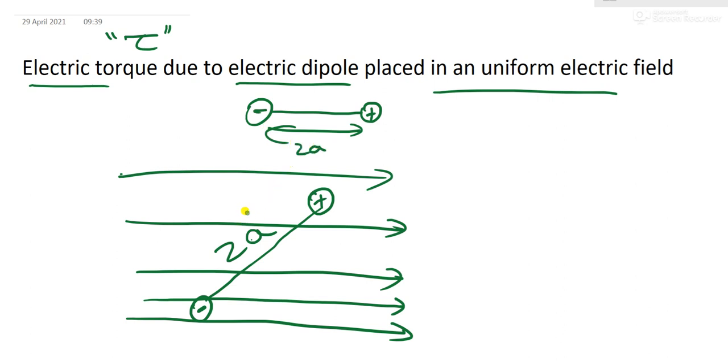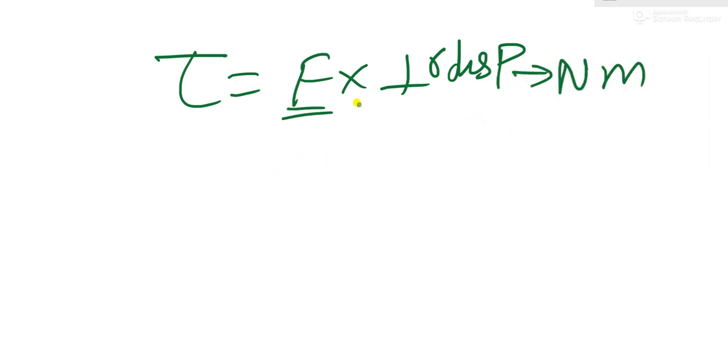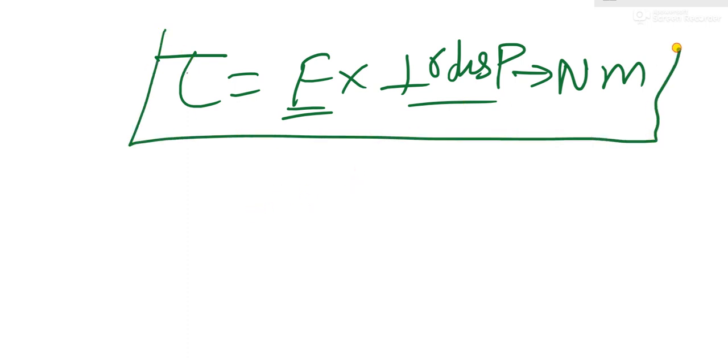Before we start the equation, we should learn what a torque is, what a dipole moment is, and also what an electric field is. These are the three terms you should learn. First, torque. Torque is equal to force into perpendicular distance. The unit of torque is the Newton meter, because the force unit is Newton and the distance unit is meter. That is the first point: what torque is.